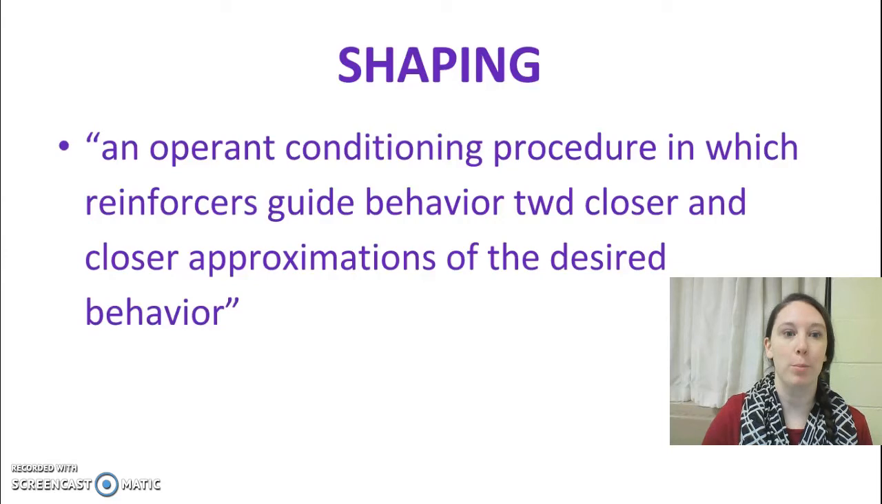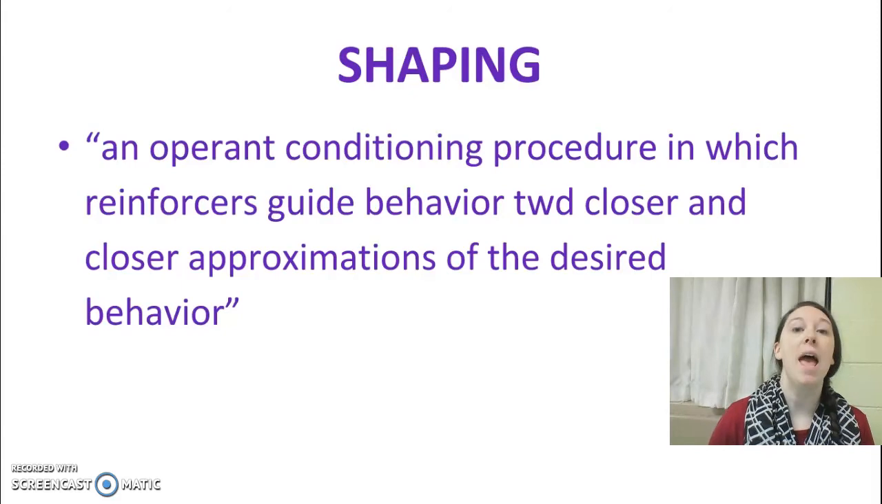So what we're going to do is break it apart. First is an operant conditioning procedure. So we already know that it's something Skinner would have used because he's the biggest name in operant conditioning. And we also know, therefore, that it's going to have to involve the learner doing some sort of action, and receiving a consequence for that action.